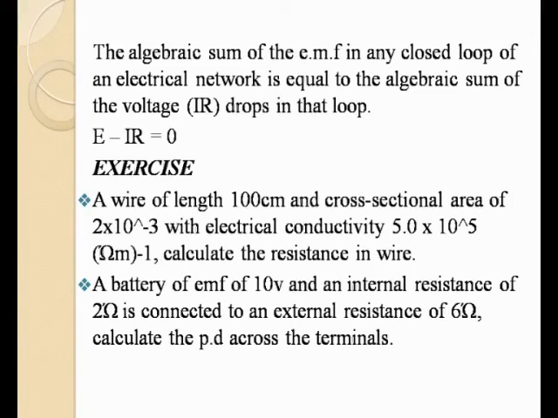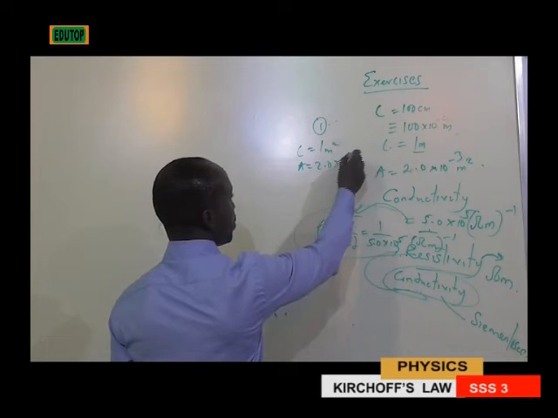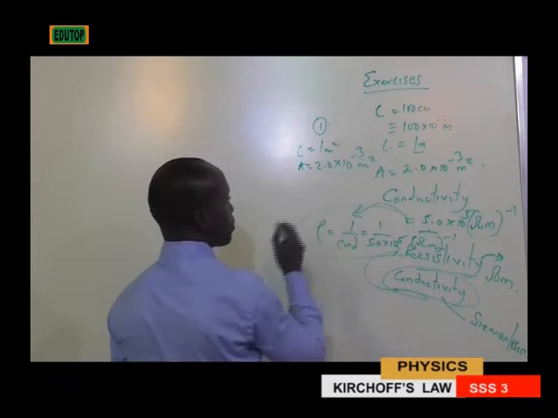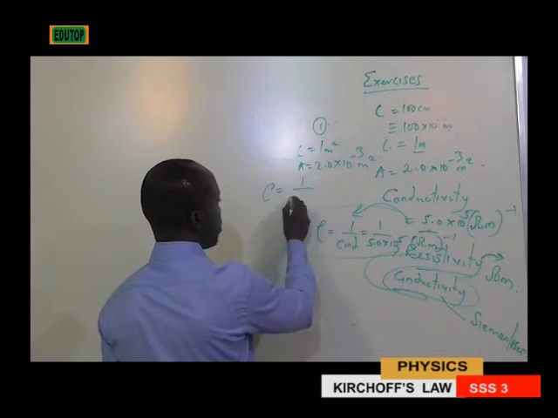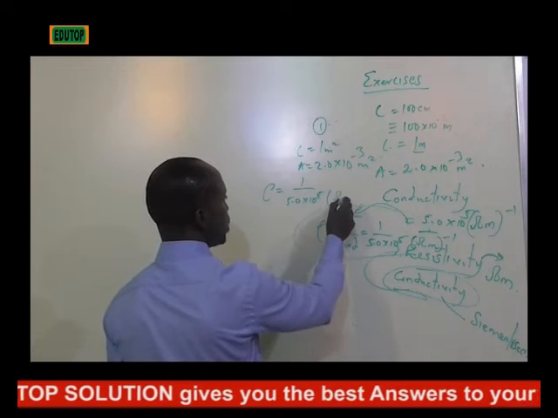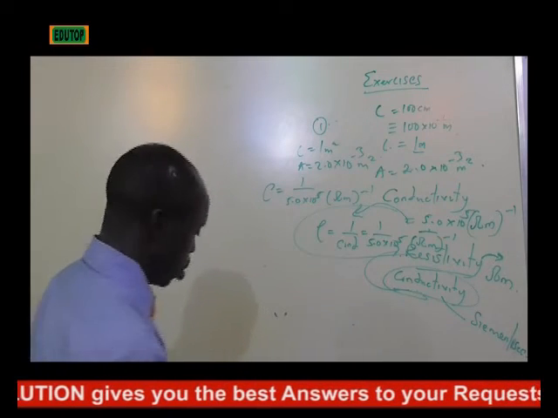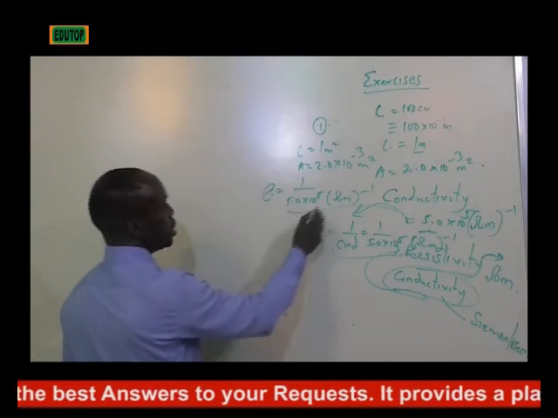If you look at the question, it says calculate the resistance of the wire. So we've gotten our length to be 1 meter. We've gotten our area to be 2.0 exponential minus 3 meters squared. Now we've gotten our resistivity to be 1 over 5.0 exponential 5 ohm meter, all raised to power minus 1.